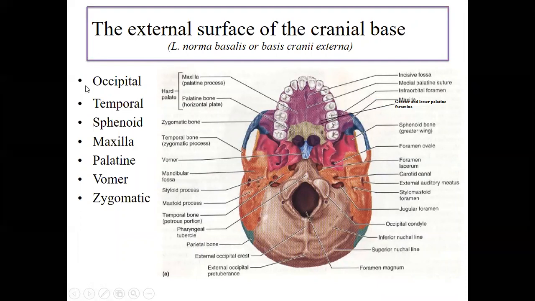These are the bones that you can see on the external surface of the cranial base. At the back here, we have the occipital bone. We have the temporal bone here. And going to the front here, we have the sphenoid bone, and then we have the maxillary bone, and then we have the palatine bone. So this is the palatine bone and the vomer. And we have the zygomatic bone. So these are the bones that you can see on the external surface of the cranial base.